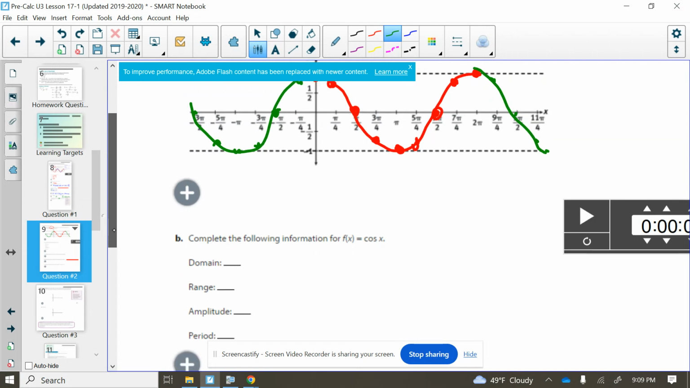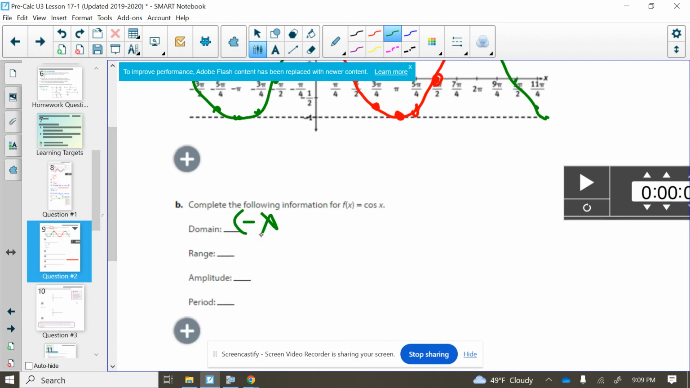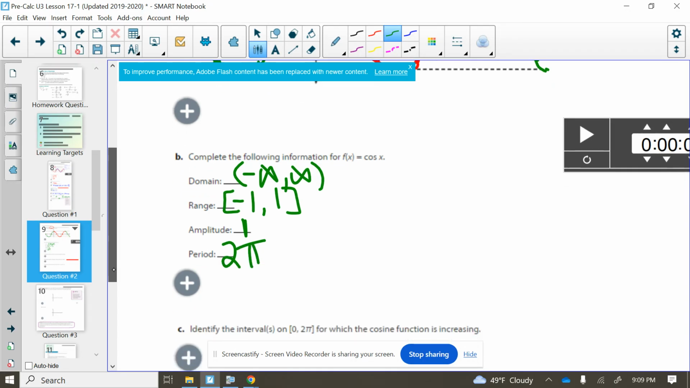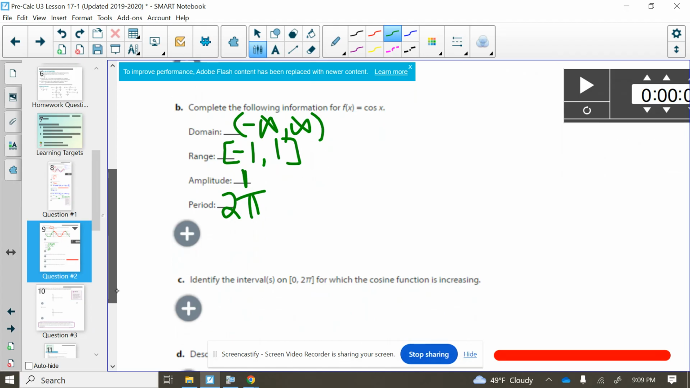Now, some information about cosine. Again, that domain, like sine, is all real numbers. Our range again is going to go from -1 to 1. Amplitude is 1. Period is 2 pi. So we see a lot of things in common on those key features between both of the graphs.